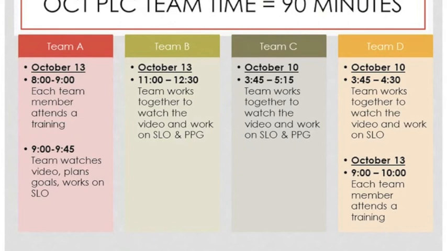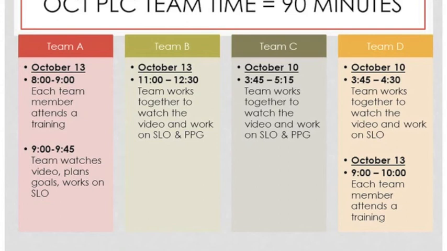Team A decides they all want to attend a training, so they plan from 8 to 9 on October 13th to attend one of the trainings provided, and then from 9 to 9:45 they meet together to watch the video, plan their goals, and work on their SLO. Team B decides they want to work together and stay together, so from 11 to 12:30 the team works together to watch the video, work on their SLO, and work on their PPG goals.